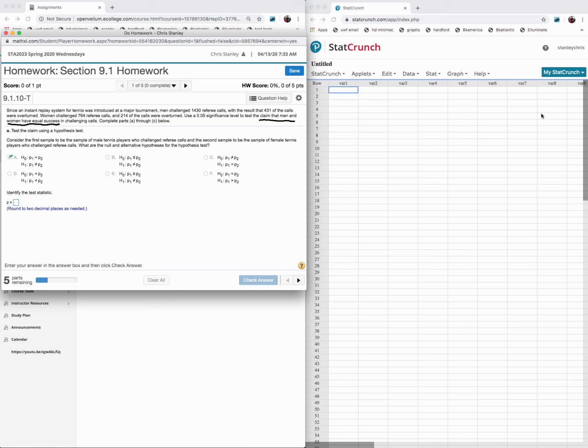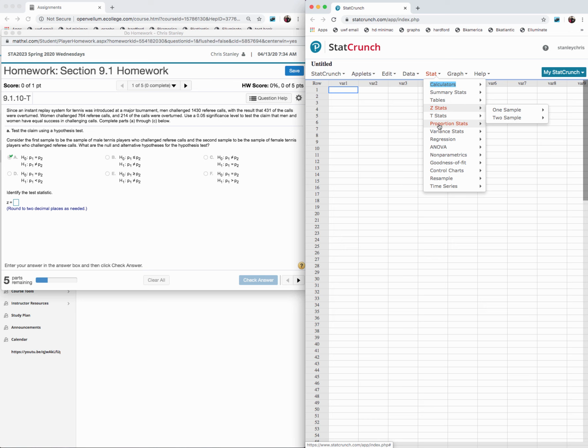When somebody challenges it, they're either going to be right or they're going to be wrong. So the data is there was this many calls, 1430 calls, and 431 of those calls were overturned. So on each call, it was either overturned or not overturned. That's what makes it a proportion. The data itself is categorical or qualitative. They're like yes/no situations versus like real number data, like a height or a weight. Okay, so since it's a proportion, all proportions are done under prop stat.